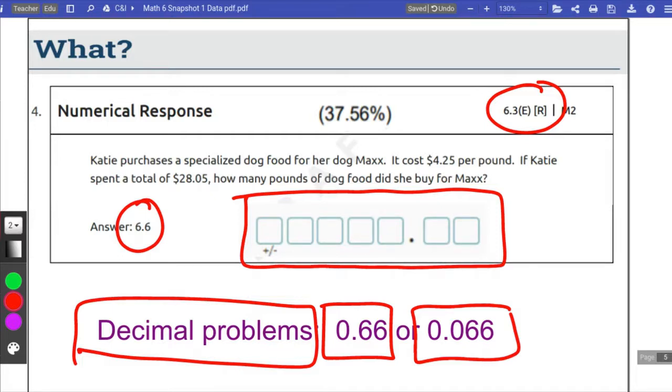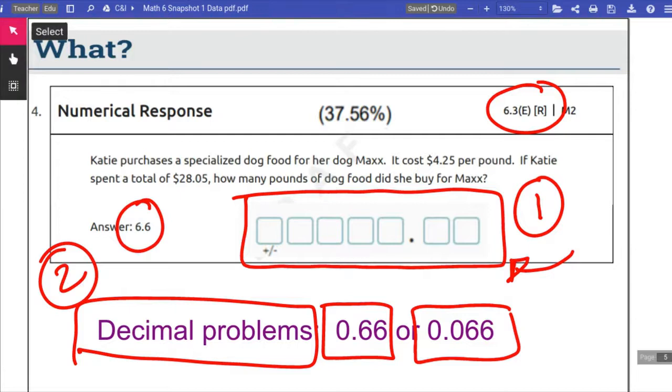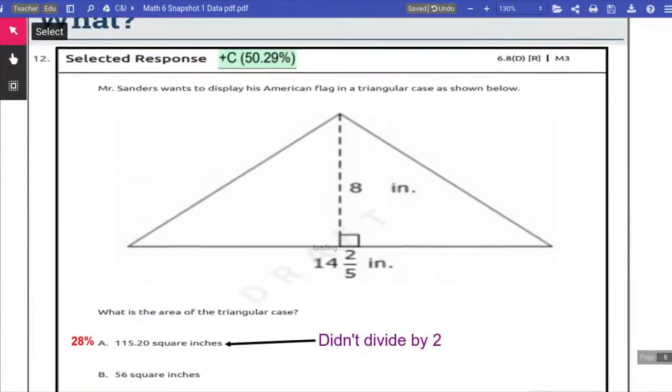So one thing to think about is, one, do they know how to use this griddable? Or secondly, do we really have decimal problems? Those are some things to also consider as you're looking at the data. All right, so let's continue here.